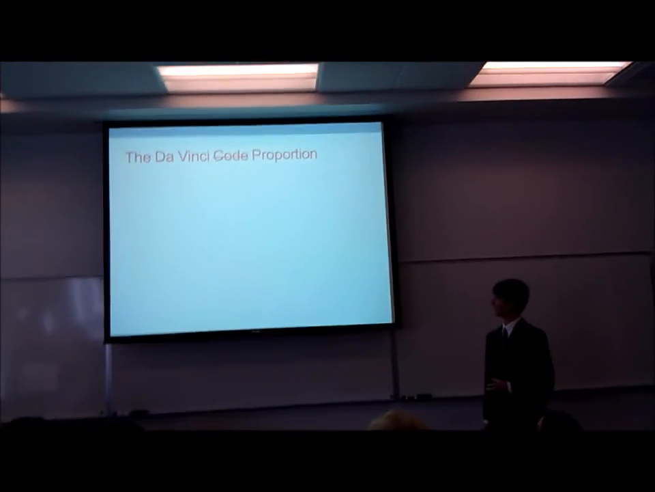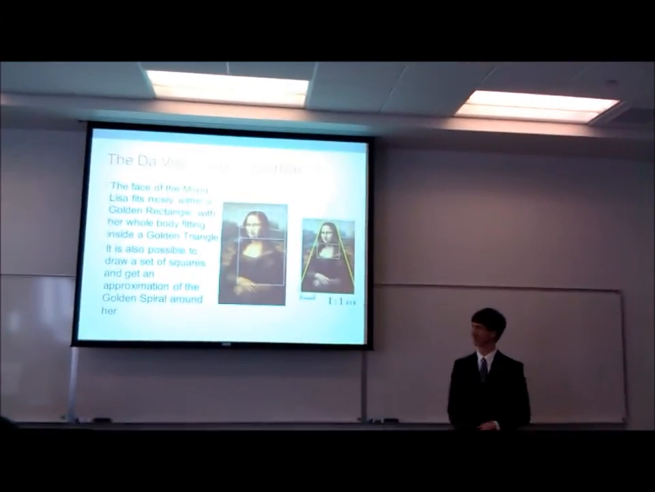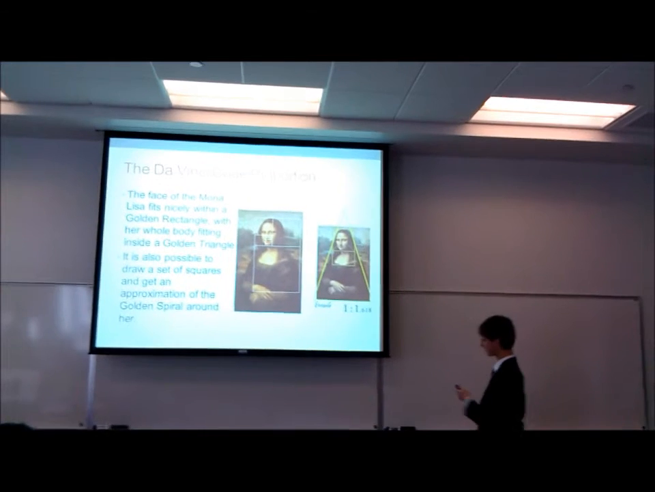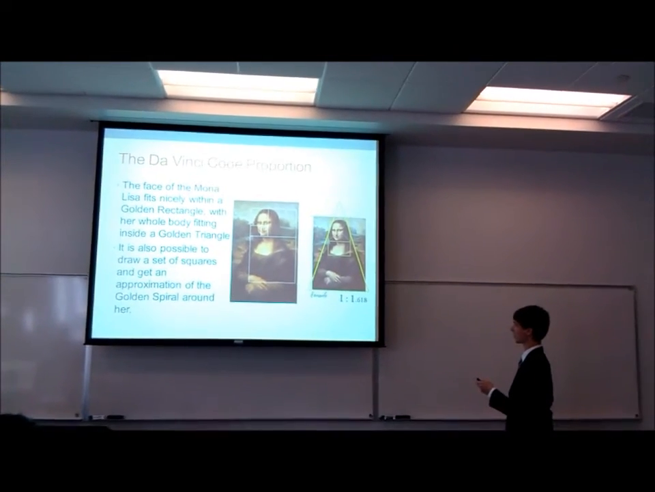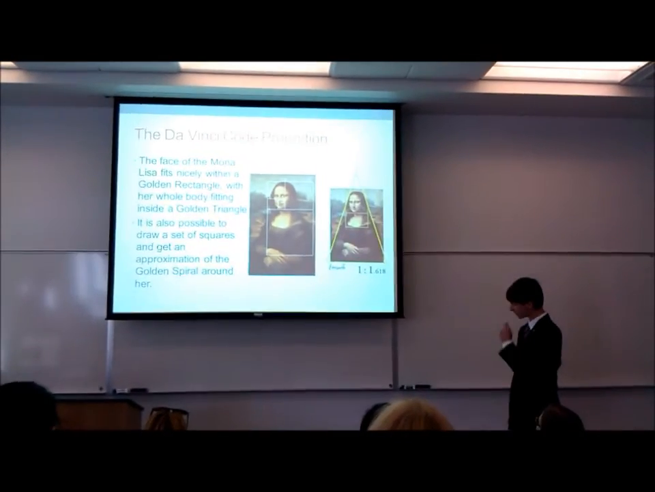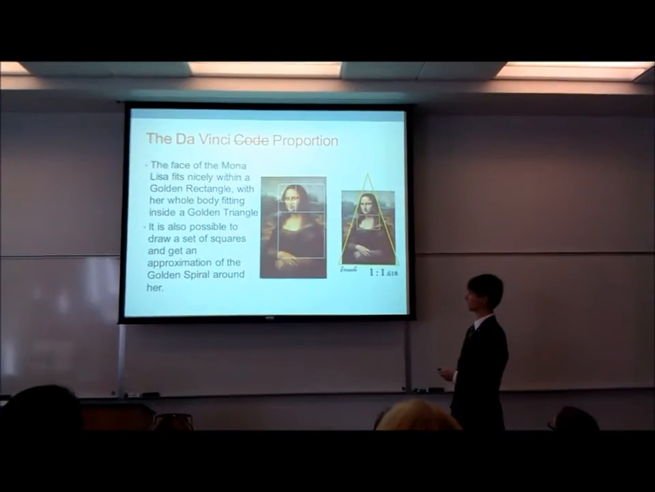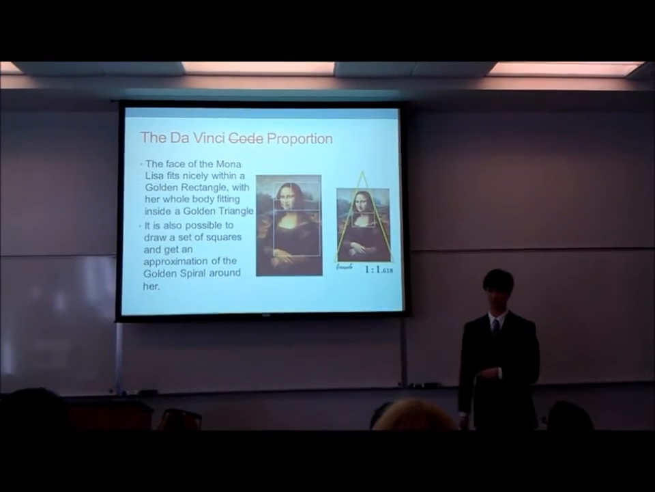The Da Vinci portrait. The face of the Mona Lisa fits nicely within a golden rectangle, as you can see over here on the right, with her whole body fitting inside this golden triangle, which kind of draws attention up to her face up there. And you can also kind of draw this set of squares here and get an approximation of a golden spiral, or Fibonacci spiral around her.